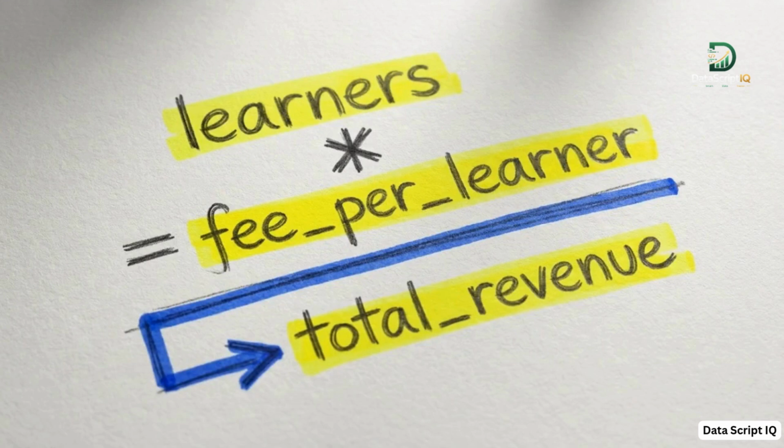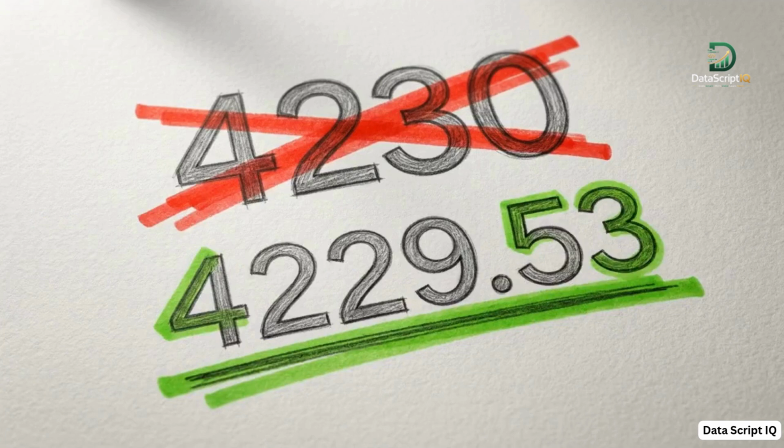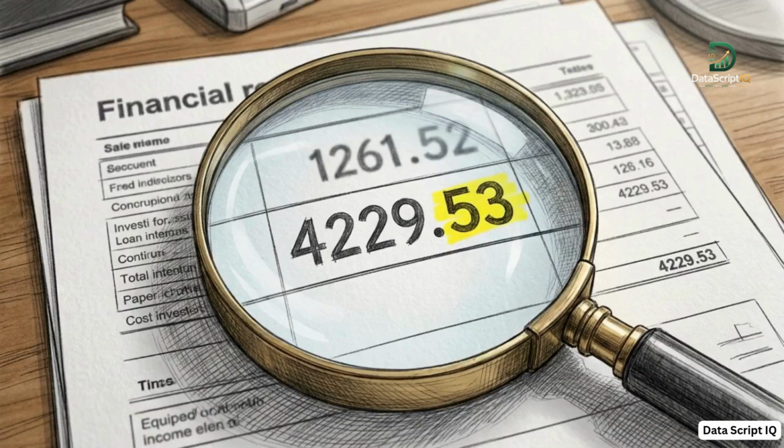Now we'll calculate total revenue by multiplying the number of learners by the fee per learner. A key rule in numerical work is to avoid rounding during the calculation phase. Keeping the full decimal value ensures accuracy for every step that follows.